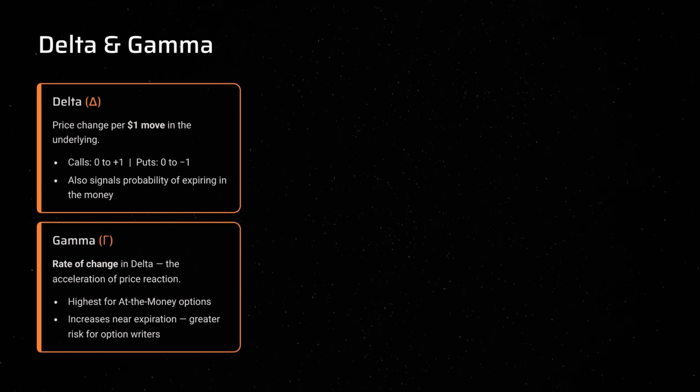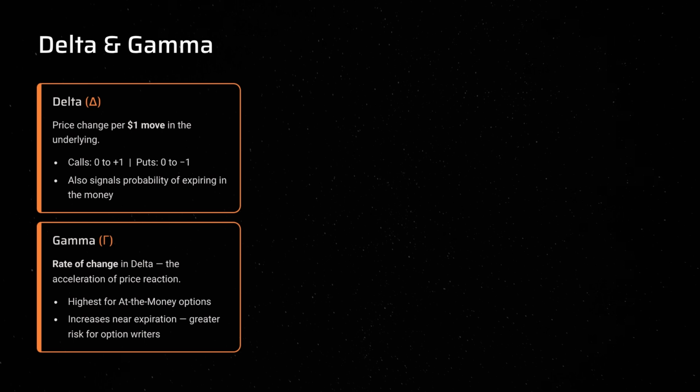These metrics describe how an option's price reacts to changes in the market. Delta shows how much the option's price moves when the underlying asset changes by $1. If delta is 0.5, a $1 move in the stock changes the option's price by 50 cents. Calls have positive delta, puts have negative delta.